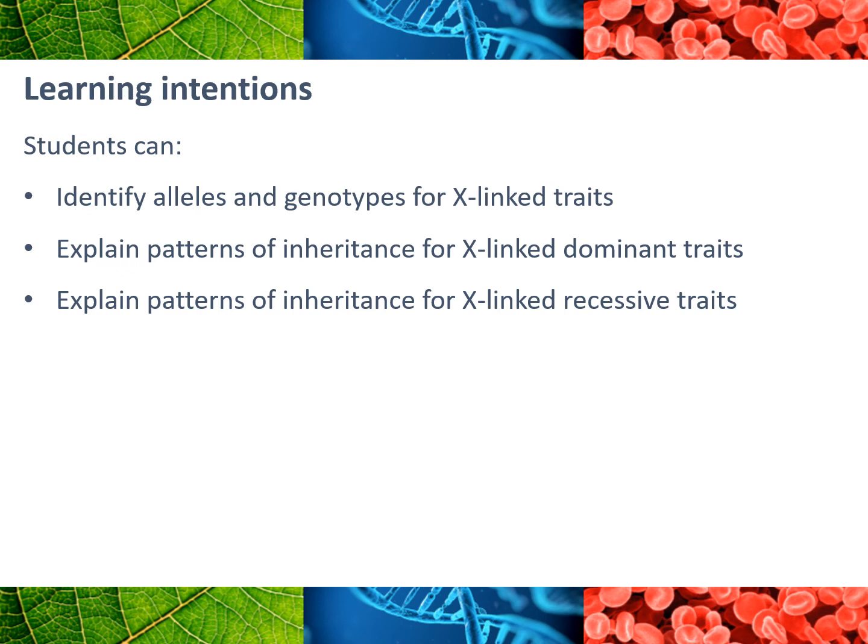In the last lesson, we looked at pedigree charts for looking at autosomal traits, so traits that are carried on chromosomes 1 to 22. We looked at dominant and recessive versions of that. This lesson builds upon that.